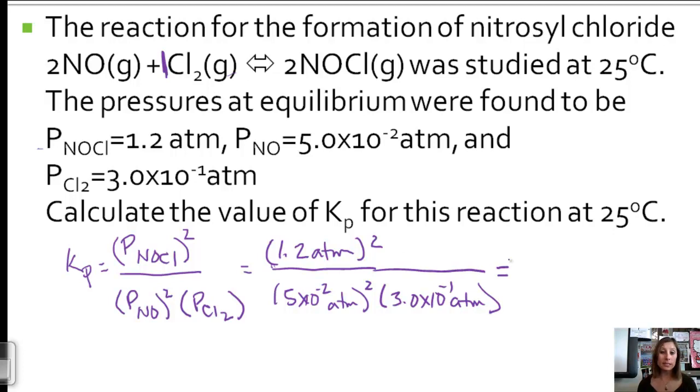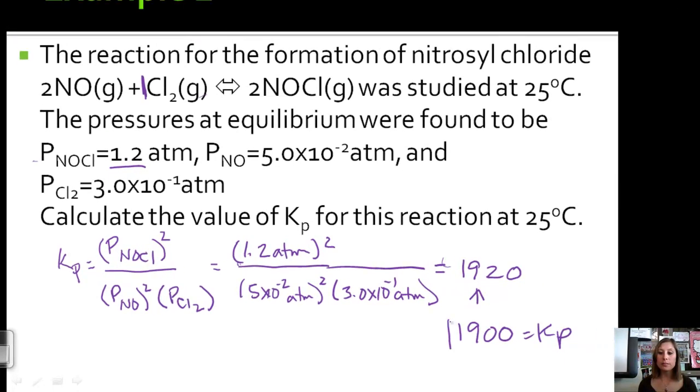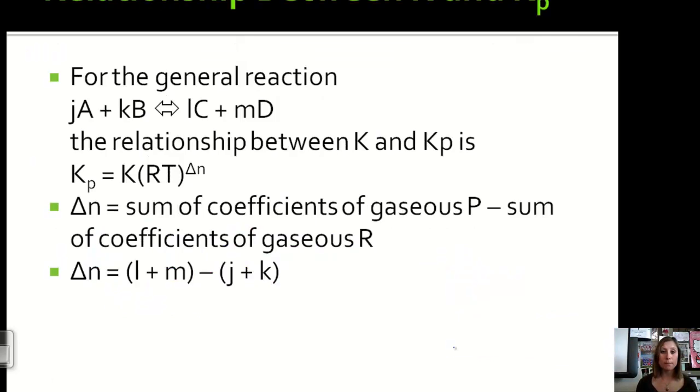If we plug everything in, you should get 1,920. Remember, Kp, just like K, has no units. We do need significant figures, though, so if we use all of our values, we should have 2. And so our Kp value is 1,900. So very similar to calculating the equilibrium constant using concentrations.